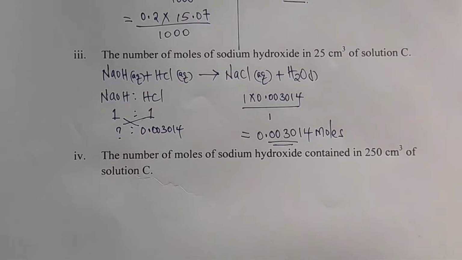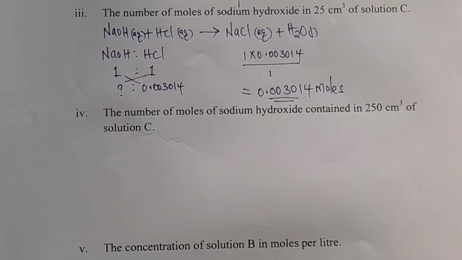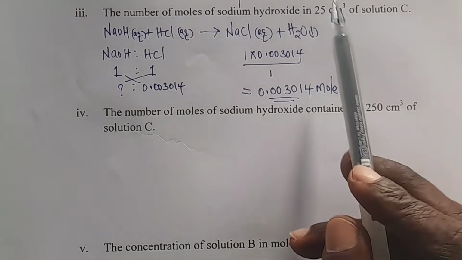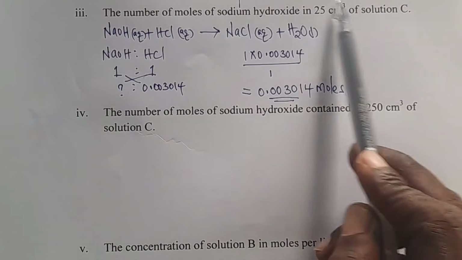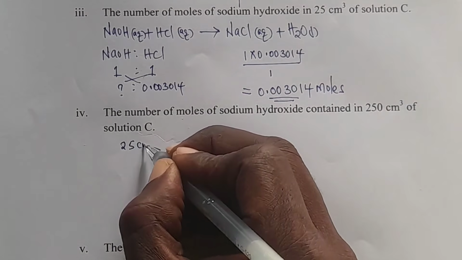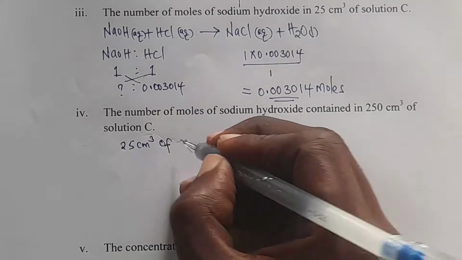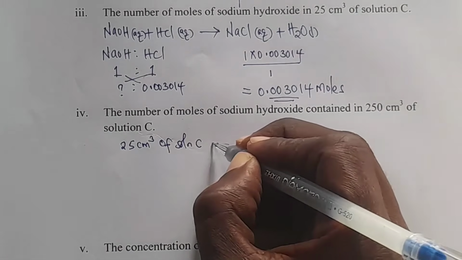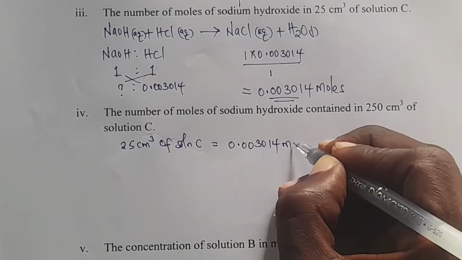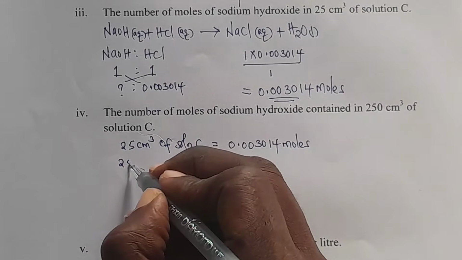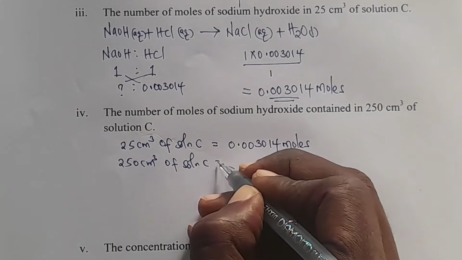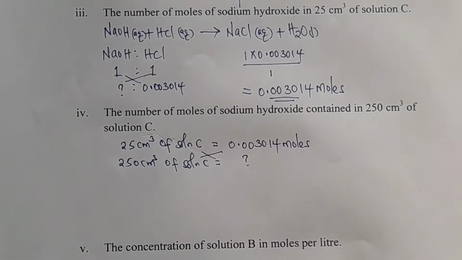Okay, next we are told in problem 4 to find the number of moles of sodium hydroxide contained in 250 cm³ of solution C. Here we have the number of moles of sodium hydroxide in 25 cm³ of solution C. So we can say, if 25 cm³ of solution C can give us 0.003014 moles, what about 250 cm³ of solution C? What will be the number of moles?